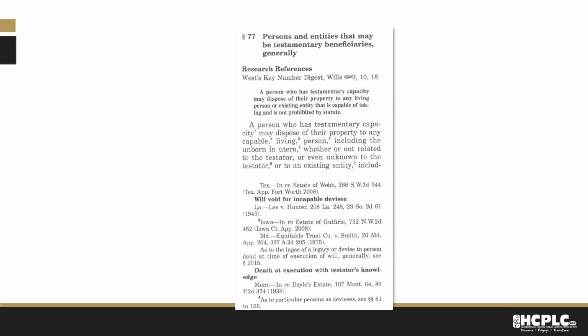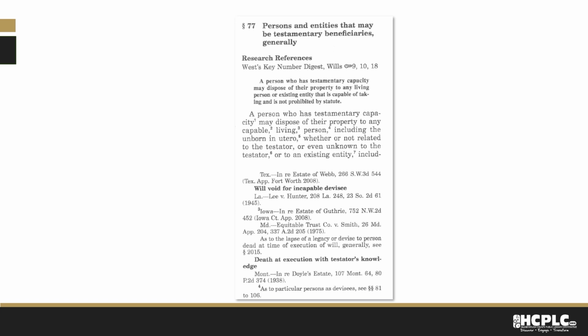When you find entries in the index that pertain to your research, you will use the section numbers to find the text. The section symbol looks like an S on top of another S. For this example, we pulled Wills, section 77 from the CJS.